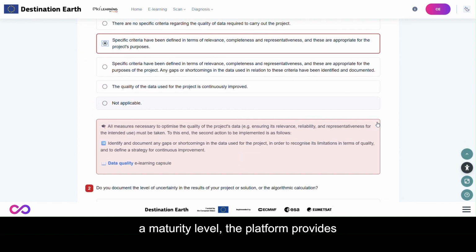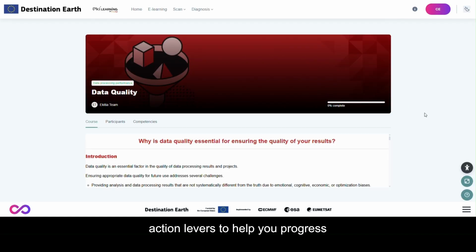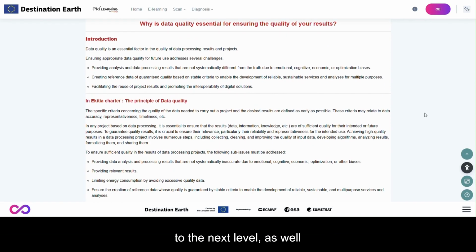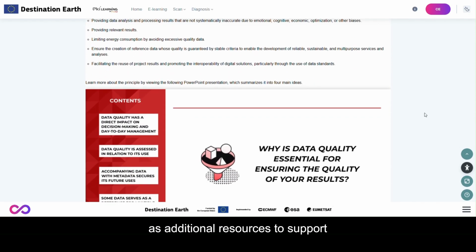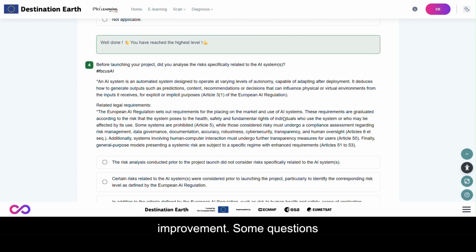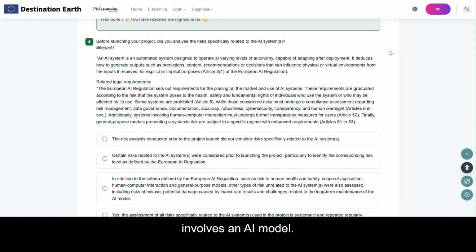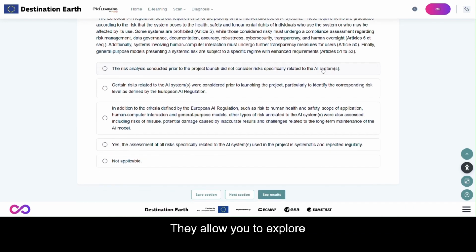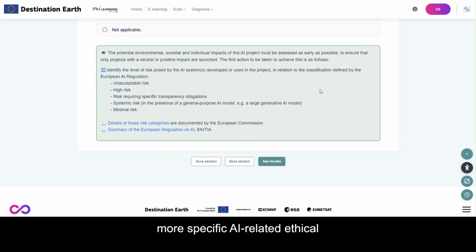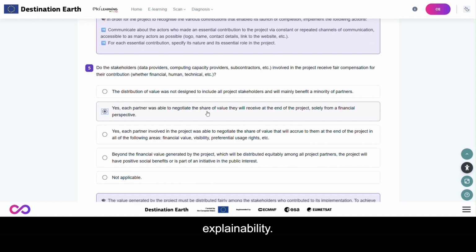When you select a maturity level, the platform provides action levers to help you progress to the next level, as well as additional resources to support improvement. Some questions are labeled Focus AI. These should be answered if your project involves an AI model. They allow you to explore more specific AI-related ethical issues such as transparency or explainability.